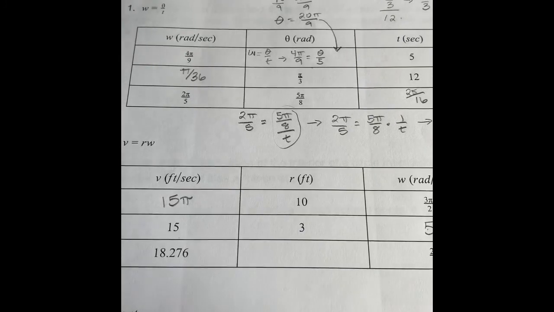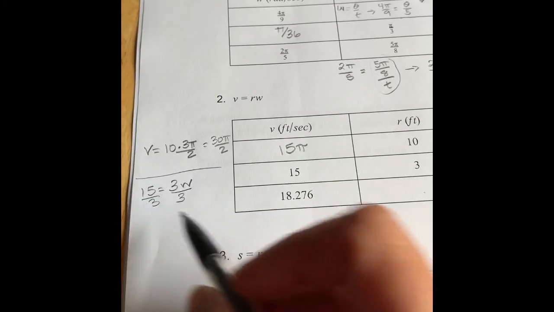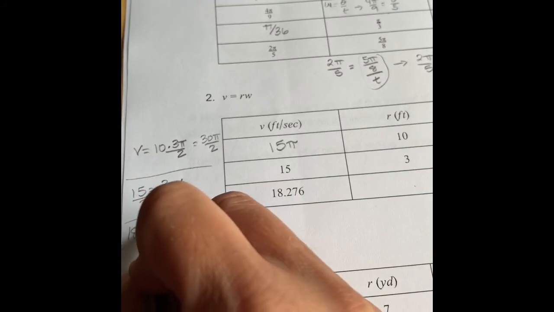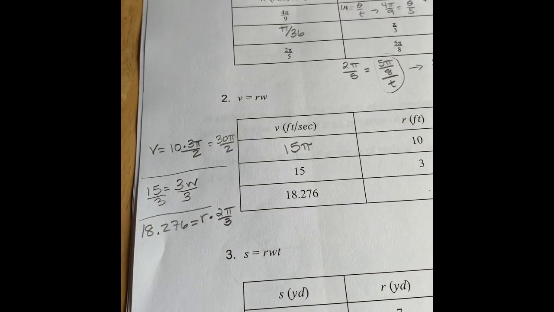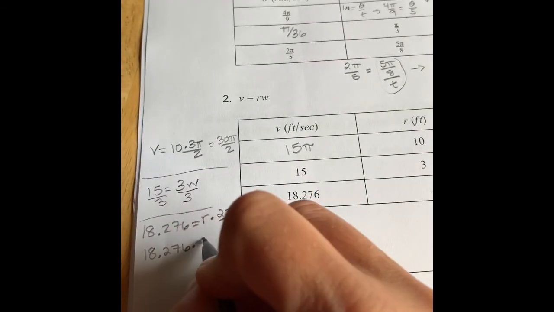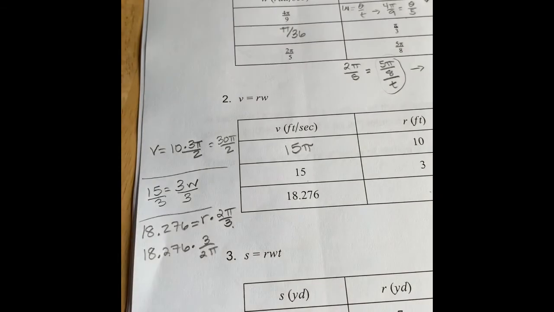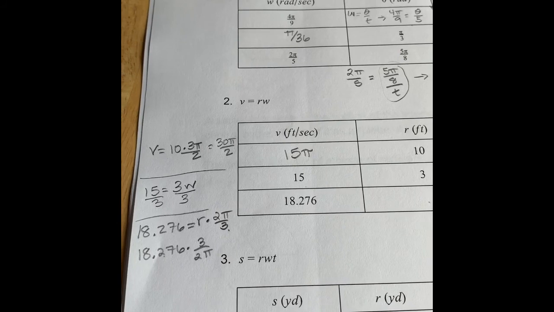And then finally, on the third one, the blank is on the R. So plugging this in here, we've got our velocity of 18.276 equals R, which we don't know, times W, which is 2 pi over 3. Remember, anytime you want to move a fraction from the variable, you multiply by the reciprocal. So we have the 18.276 times, and if we flip this fraction, it's 3 over 2 pi. Now, because we were given a decimal in this one, our answer is allowed to be a decimal. So you're going to need to use your calculator on this one.